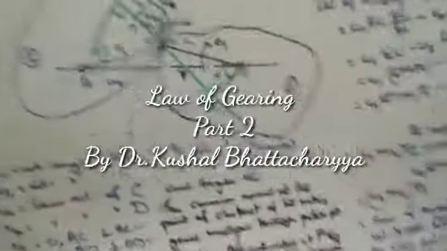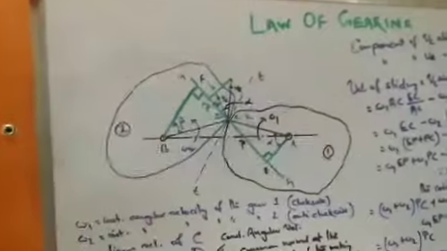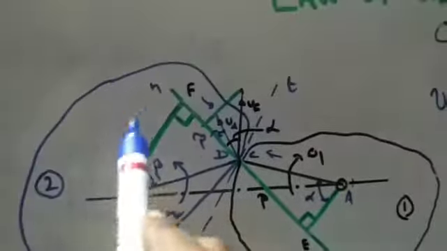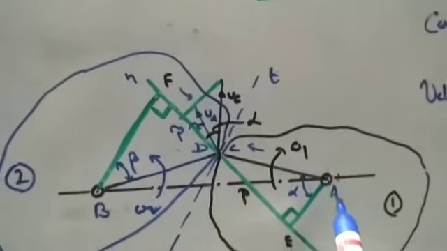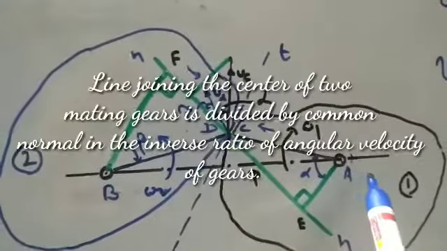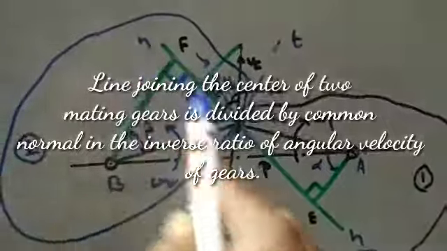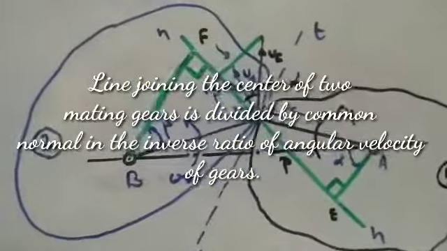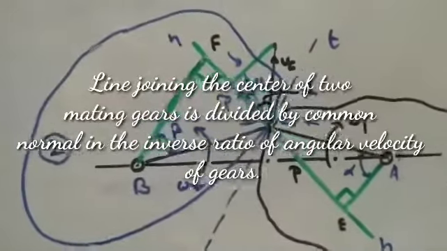In my first lecture I have shown that the line joining the points A and B divides the common normal of the two gears, that is EF, into the inverse ratio of the angular velocities. This is the first observation.